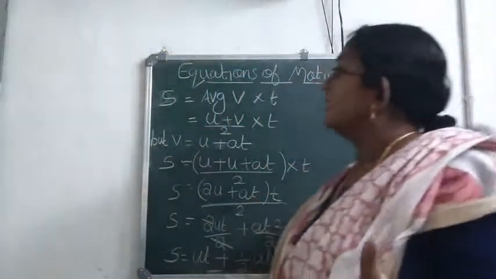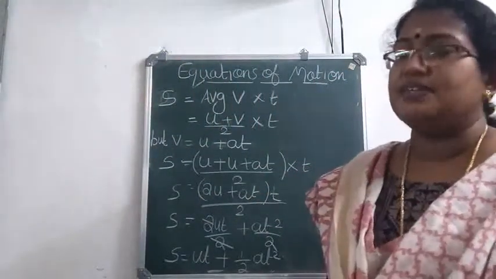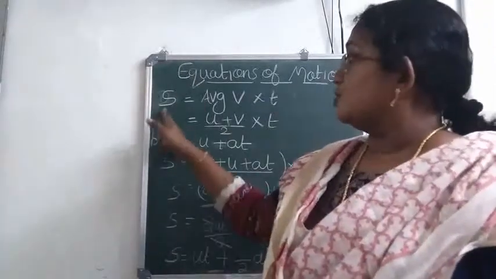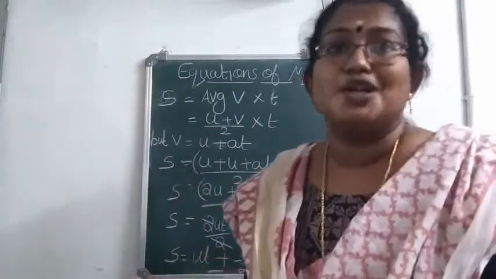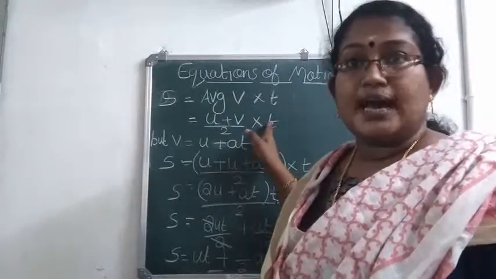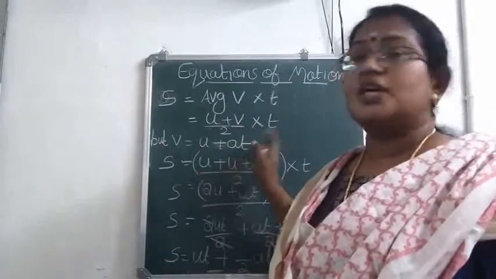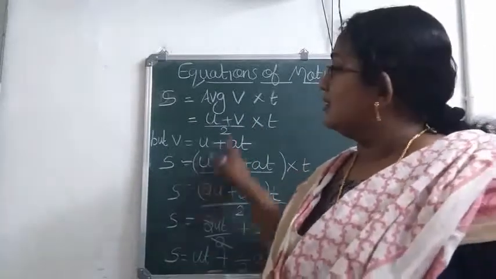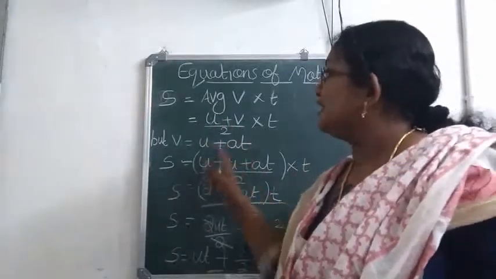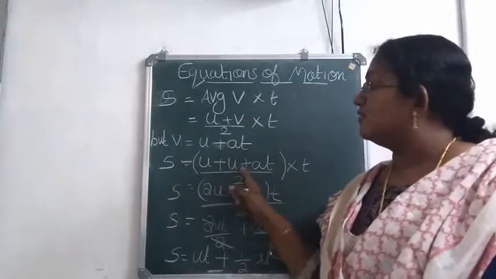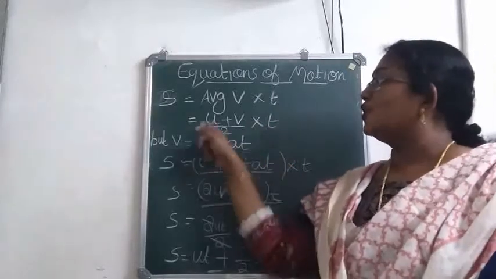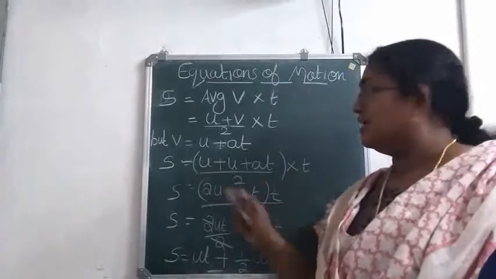Okay. So once again I'll tell you, we are going to derive the second equation of motion. S is equal to UT plus half AT square. For that I am starting with the total displacement or distance covered by the body. Total distance is equal to average velocity into time. Average is (U plus V) by 2 into T. Now what I have done is I have given the substitution for V. We know that V is equal to U plus AT. So instead of V I have given U plus AT. Then this T is common for this entire thing. That is why I have given the bracket divided by 2.